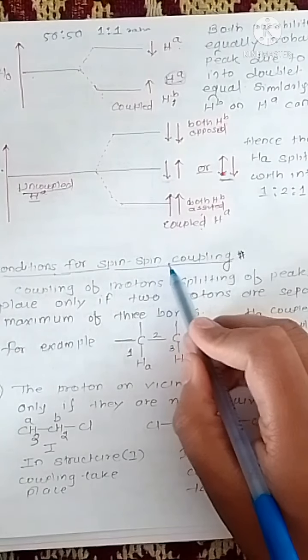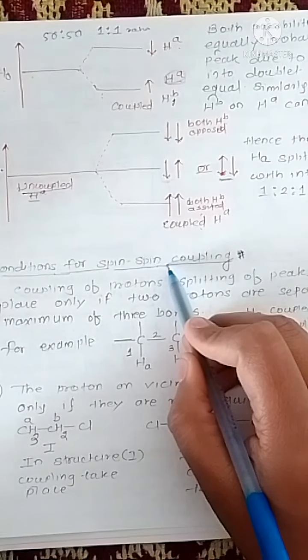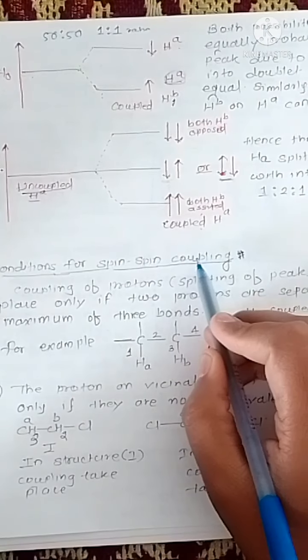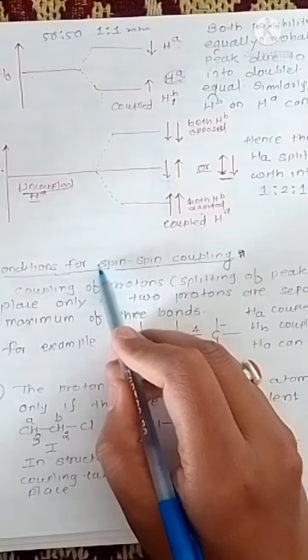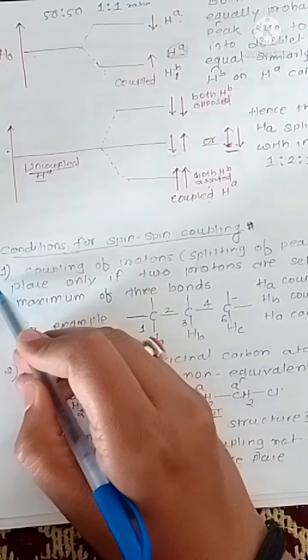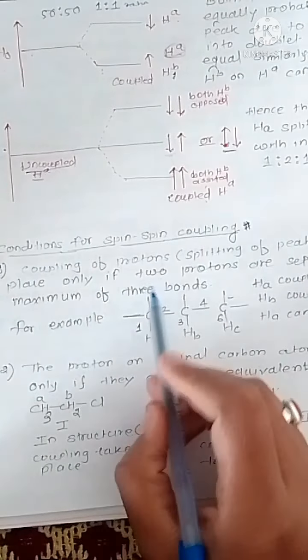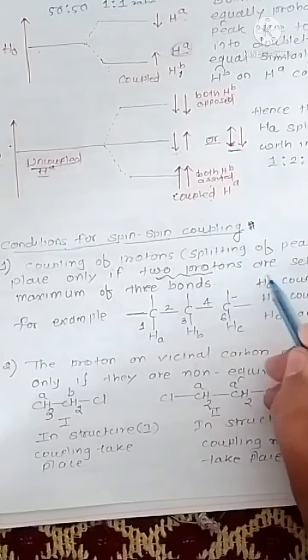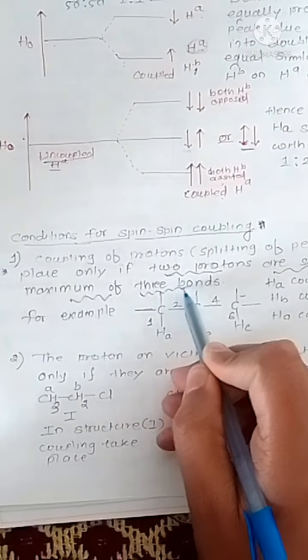Spin-spin coupling, in short, is the splitting of a signal into a multiplet due to the magnetic field of a proton present on another carbon atom. Now, what are the conditions? The primary condition for spin-spin coupling is that coupling of protons takes place only if two protons are separated by a maximum of 3 bonds.